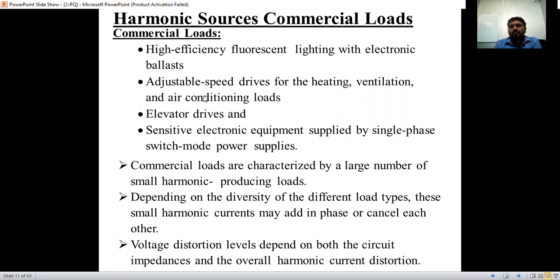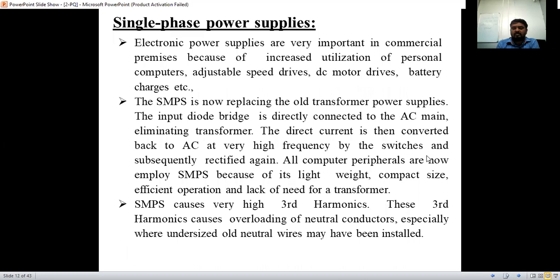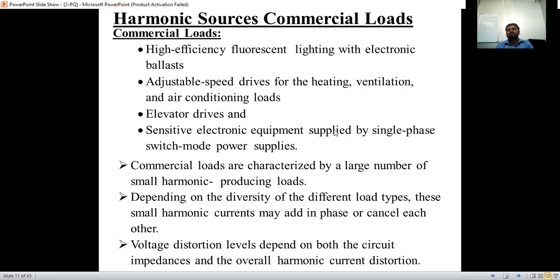Sensitive electronic equipment supplied by single phase switch mode power supplies: sensors, converters and so on in the offices. Those are the commercial loads which are the sources of harmonics. We will discuss these four points one by one. So these are the commercial loads which are sources of harmonics.